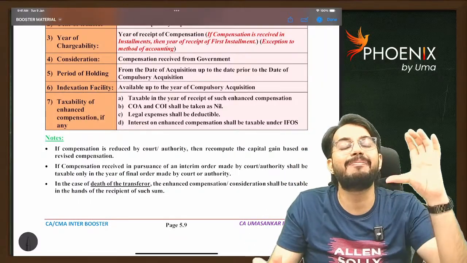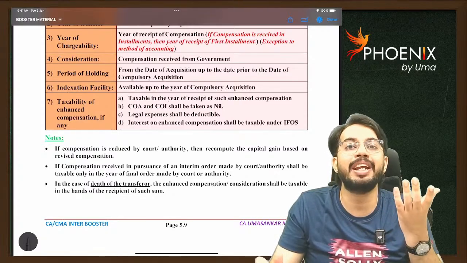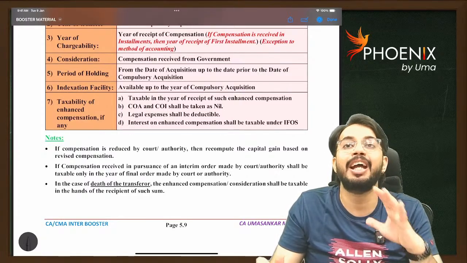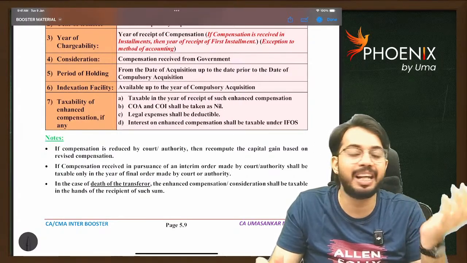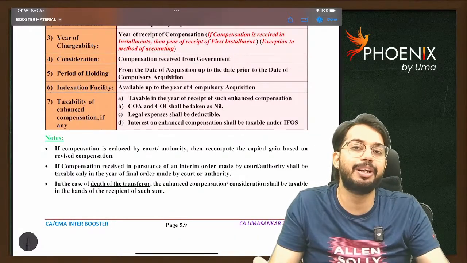Now, whenever compensation is reduced by court, you need to recompute the capital gains. And after recomputing capital gains, whatever extra capital gains tax you have paid in earlier years, that you can claim as refund from the income tax department. Are you able to understand?